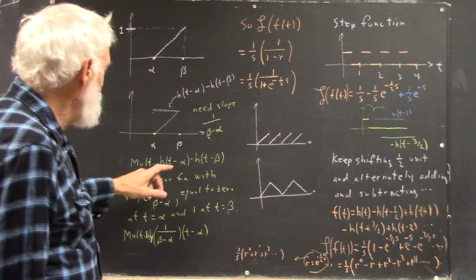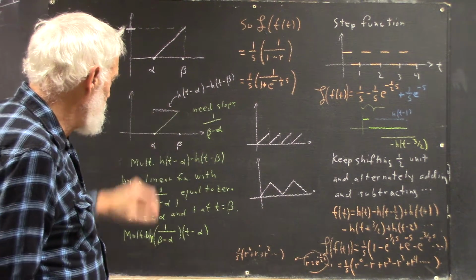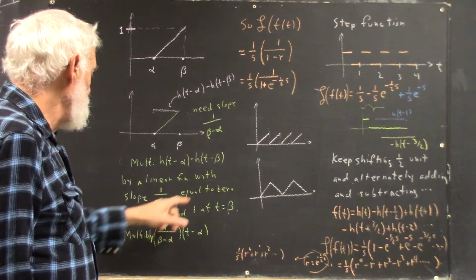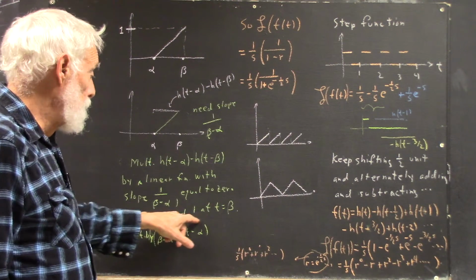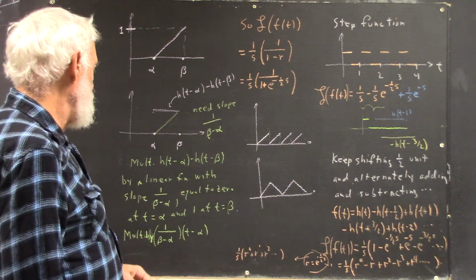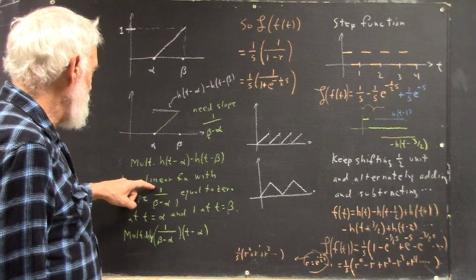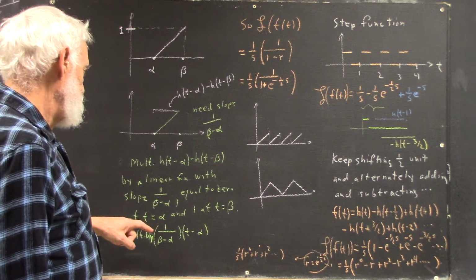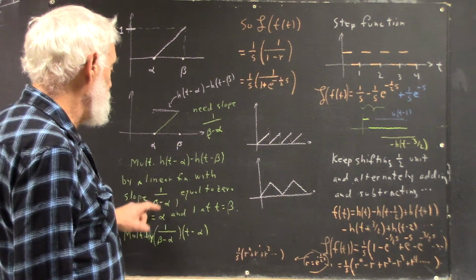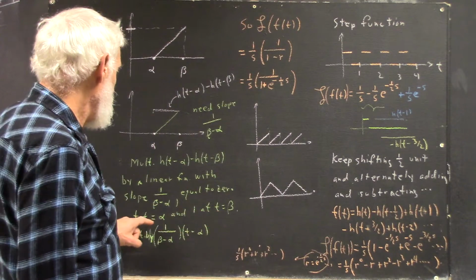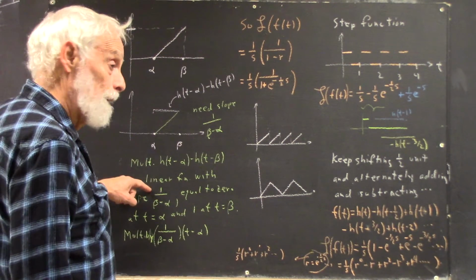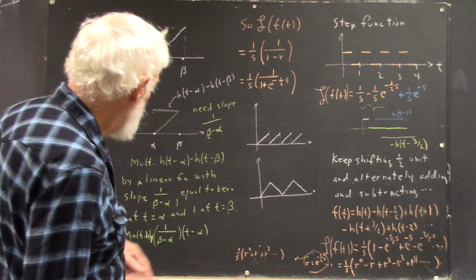Okay? So we multiply the Heaviside function, which is always 1 on the interval, by a linear function with a slope of 1 over beta minus alpha, equal to 0 when t equals alpha, and to 1 when t equals beta. Well, these are actually kind of redundant conditions. If it has slope 1 over beta minus alpha and is equal to 0 when t equals alpha, then it's going to be equal to 1 when t equals beta. Or if it has this slope and it's equal to 1 when t equals beta, then it's going to be 0 when t equals alpha. Or if it's equal to 0 when t equals alpha and 1 when t equals beta, it's going to have this slope. So any two of these conditions actually suffice.